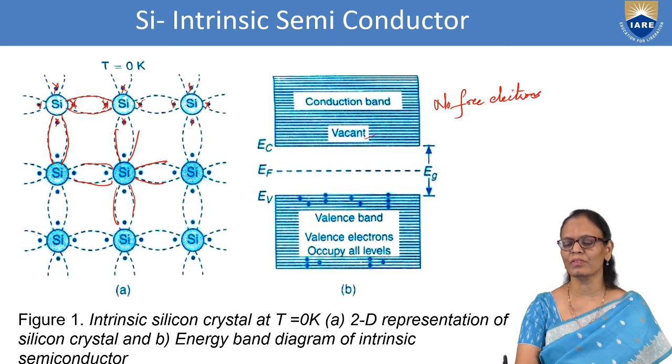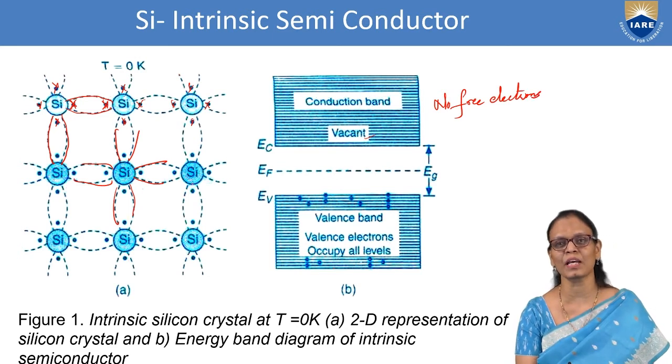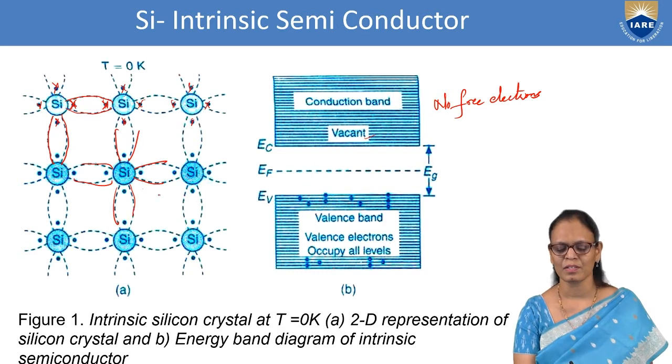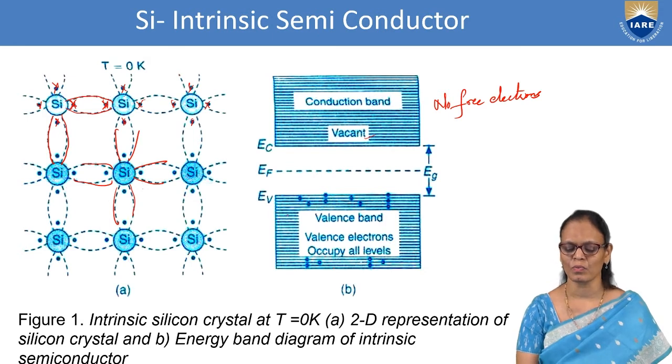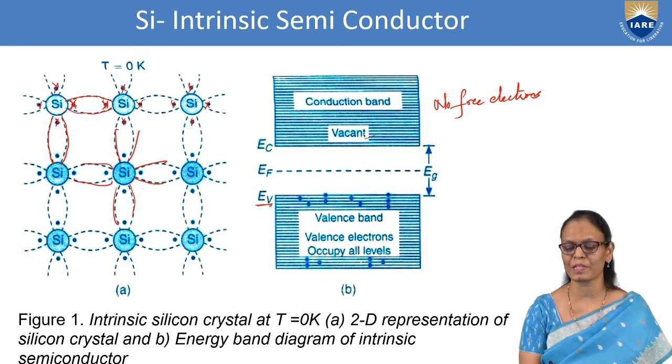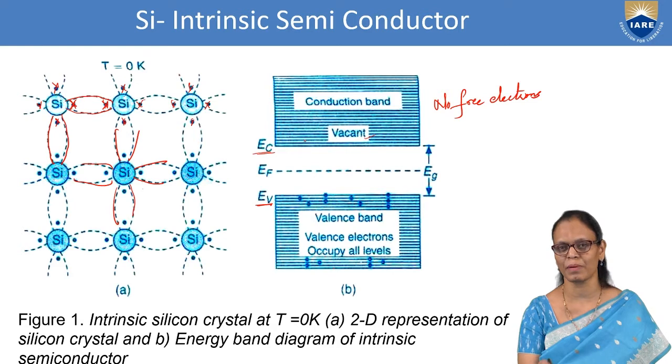What happened to the electrons? They are forming bonds with their neighboring atoms and hence they are not free. So the conduction band is completely empty and the valence band is occupied. We represent by EV the highest energy level of the valence band, and this is EC, the lowest level in the conduction band.